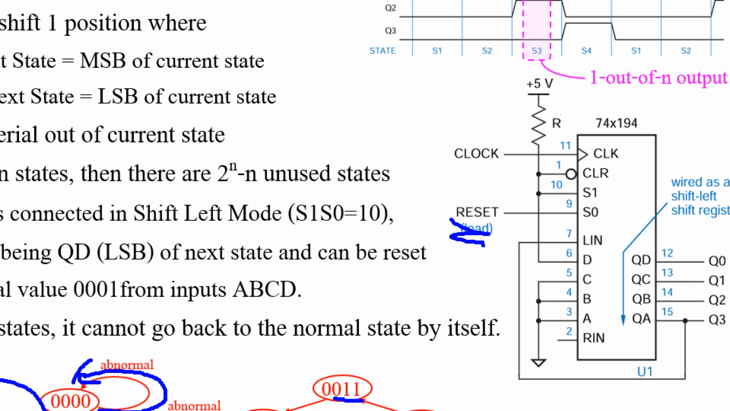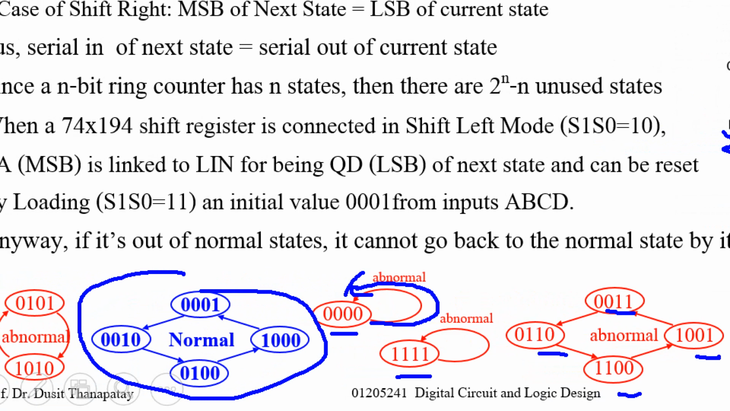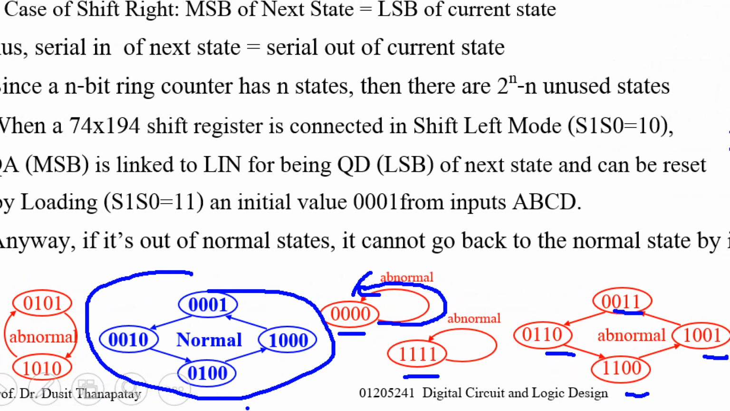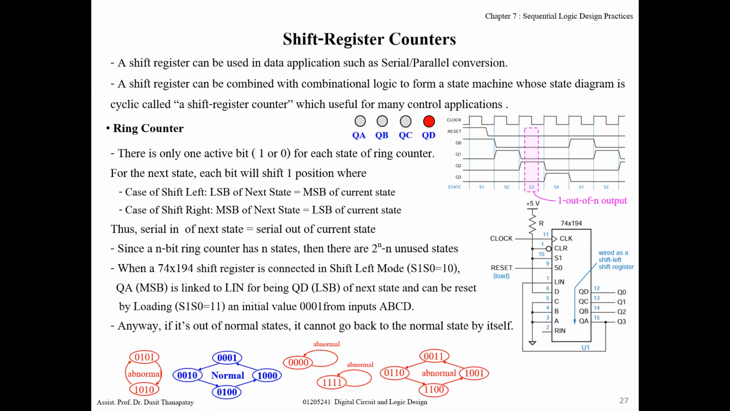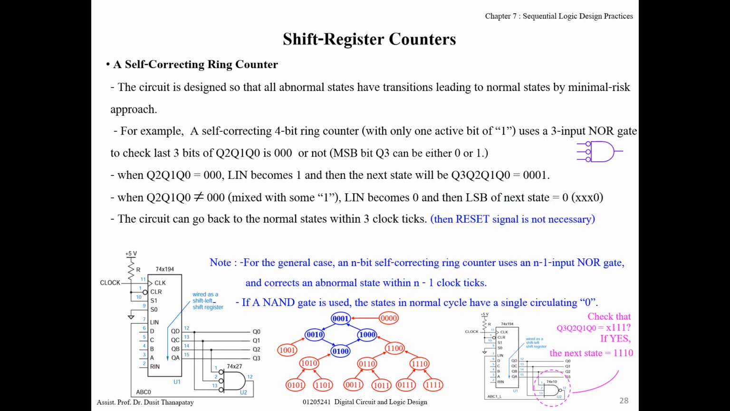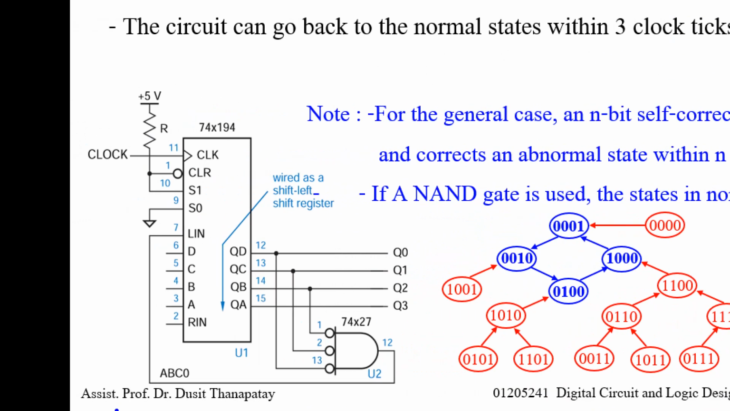If you don't want to reset, and you want the circuit to correct itself or go back to the normal state by itself, you can do that. How? You just apply this AND gate with active low input. Actually this is a NOR, but you can consider it as an AND.